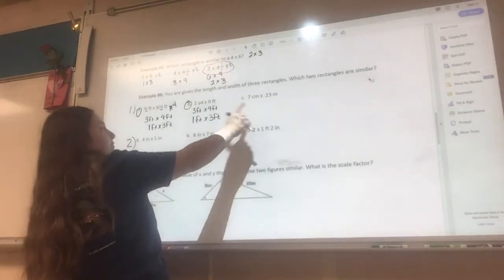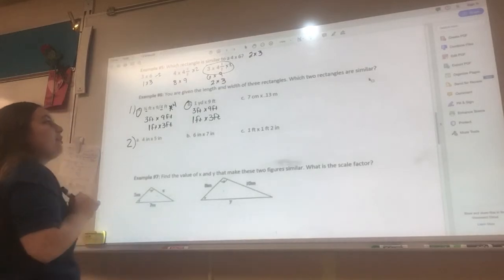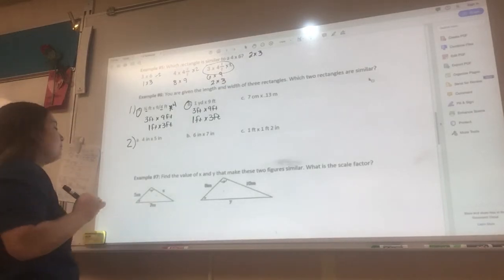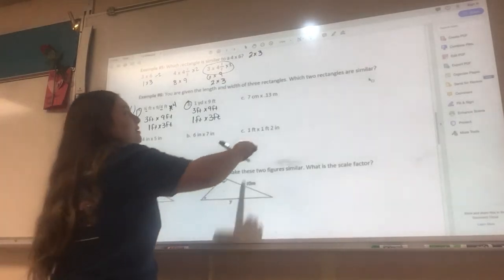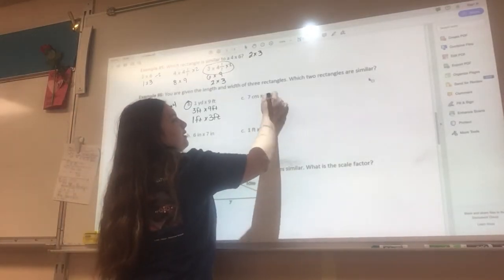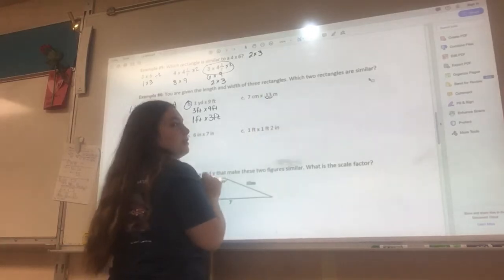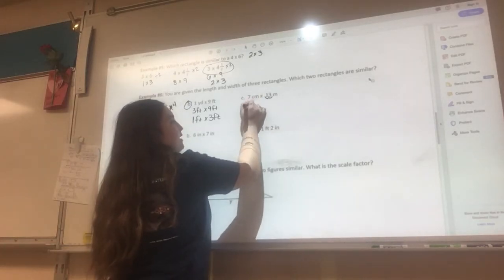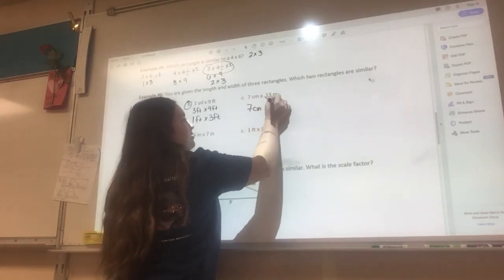Well, let's check 7 centimeters by 0.13 meters. Well, a meter is 100 centimeters, so we're going to multiply this one specifically by 10, which allows us to manipulate the decimal. So we're going to get 7 centimeters by 13 centimeters.